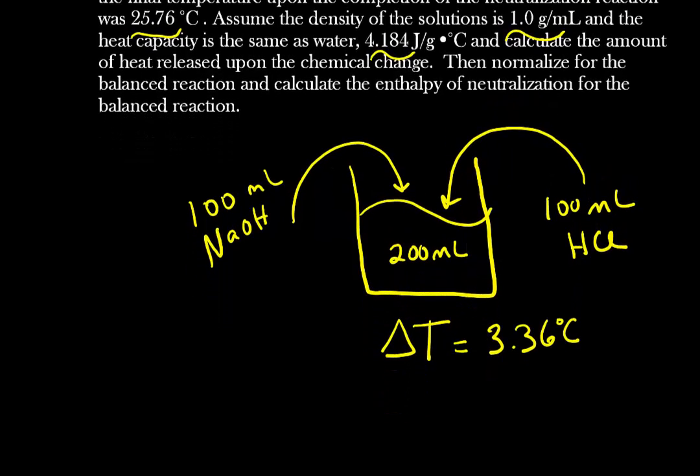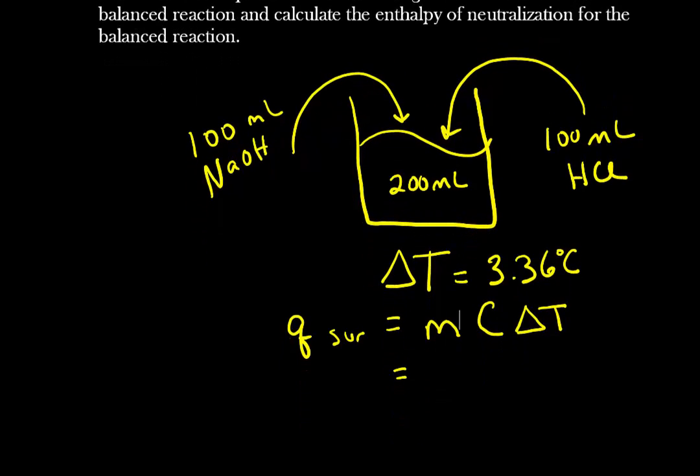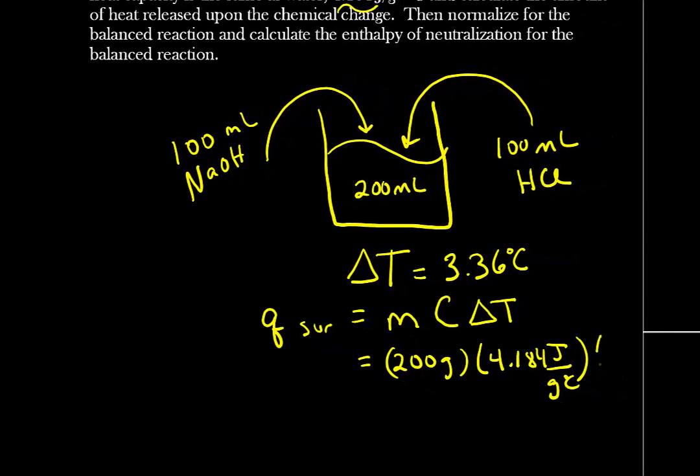So the heat released by the system, the neutralization reaction, is absorbed by the surroundings, which is the 200 milliliters of solution. So we can calculate the heat of the surroundings, or the solution, by multiplying the total mass of the solution, or amount of water, times the heat capacity of water times the change in temperature in this case. So the total mass, of course, since the density is 1, is 200 grams of water times the heat capacity of water, which is 4.184 joules per gram per degree Celsius, times the change in temperature here, which was 3.36 degrees Celsius.